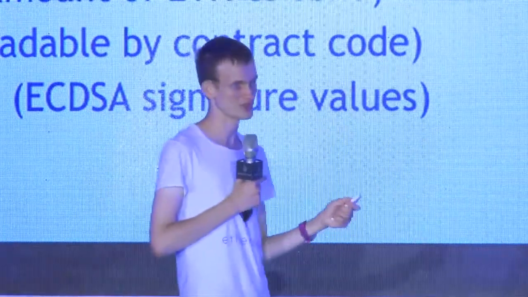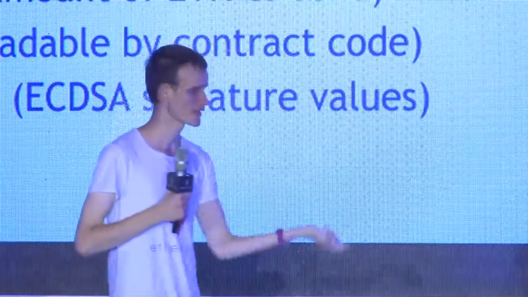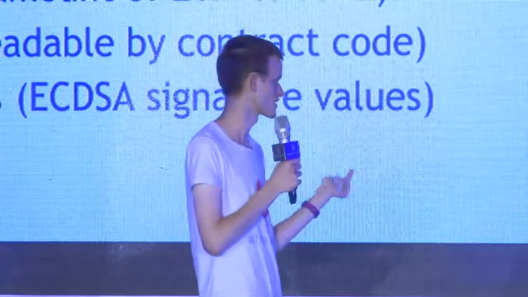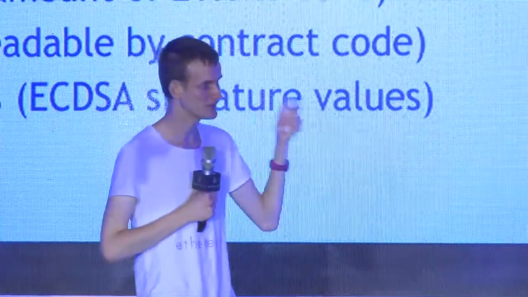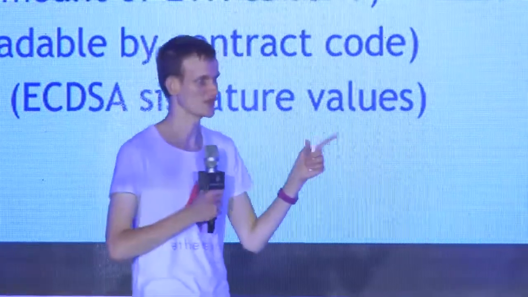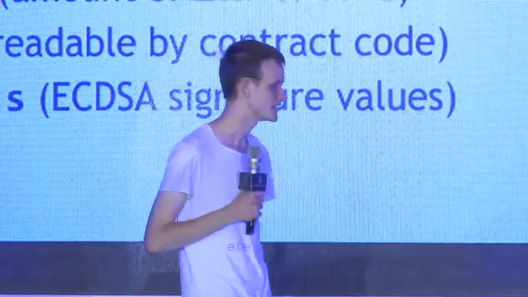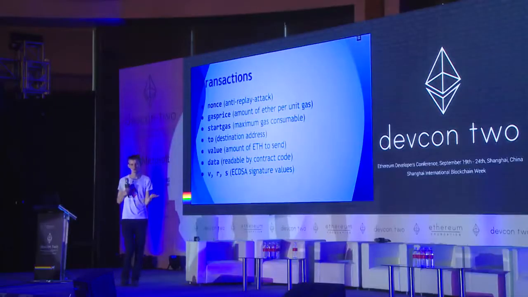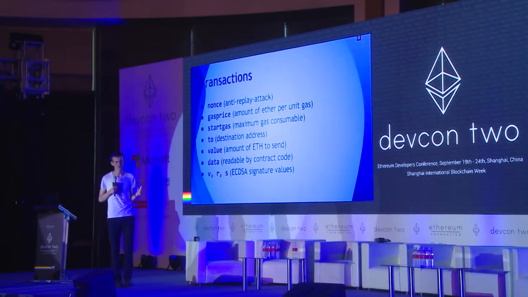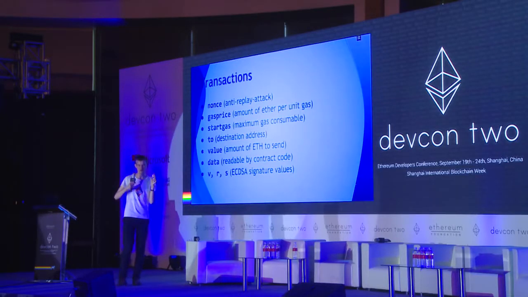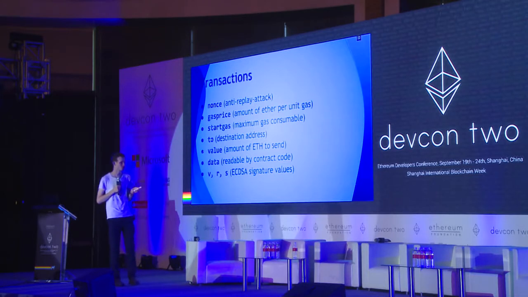Gas price, the amount of Ether you pay for every gas. Start gas is the amount of gas that you budget yourself. Destination address, the amount of Ether that you send. Data: if you're just sending Ether, you don't need to care about data. If you're talking to a contract, then data is readable by contract code. So data is how you specify what function of a contract you're calling, what parameters you're calling it with, anything more complex with that.